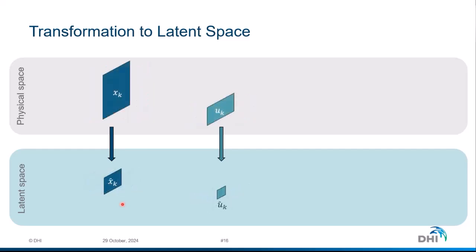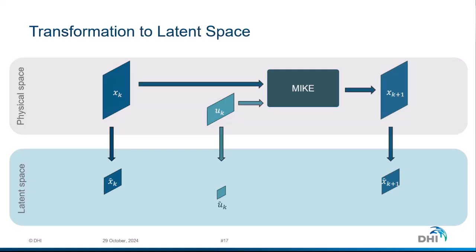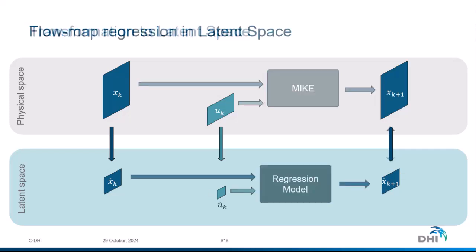But assuming that we have such a mapping, then we can consider what goes into the Mike model and what goes out of the Mike model. And then you can see down in this latent space, we now have the latent state, but we also have the latent forcings, both as input and output. So down here in this small low-dimensional space, we can build a regression model. So we can train a machine learning model to do this mapping from the previous time step with the forcings onto the next time step. And then we can map back again onto the physical space.